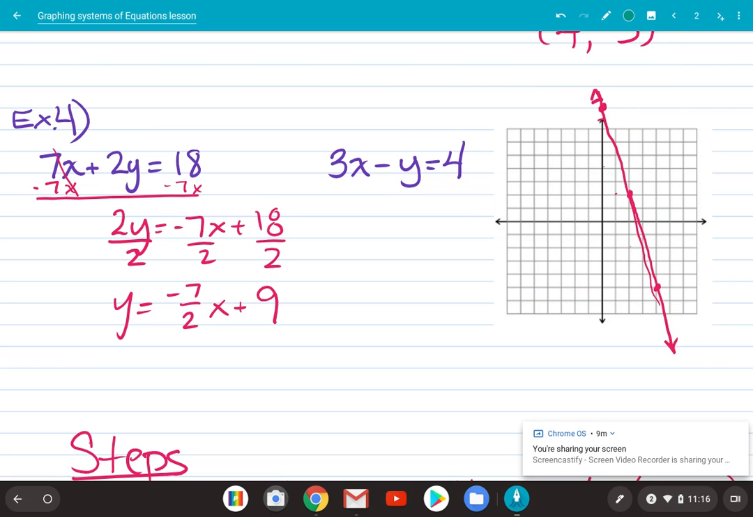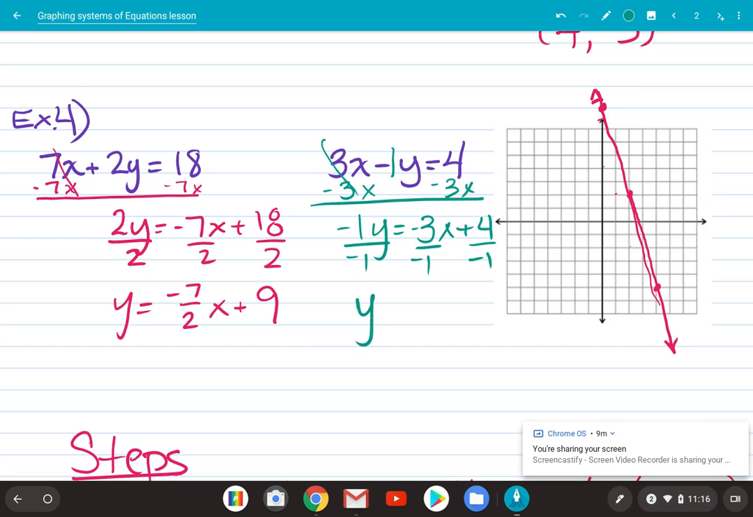Next one. Again, if there's no number in front of the letters, put a 1. Move the 3x. It's positive, so I'm going to subtract. So -1y, these cross out. -3x plus 4. Divide by -1. Get y by itself. Negative over negative is a positive, and I'm going to leave it in that fraction. You could write it as just 3. That's fine, but I want it as a fraction because slopes are so much easier. Positive over negative is a negative, and this is the one I'm going to leave as -4.